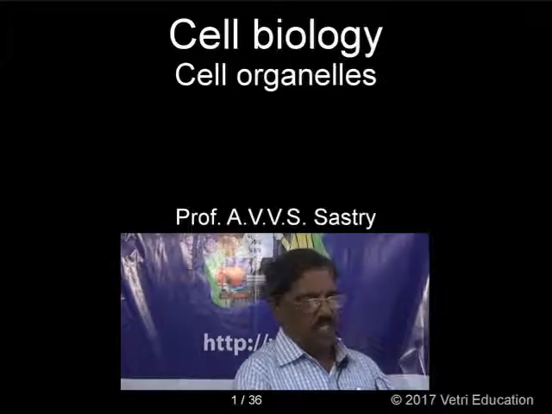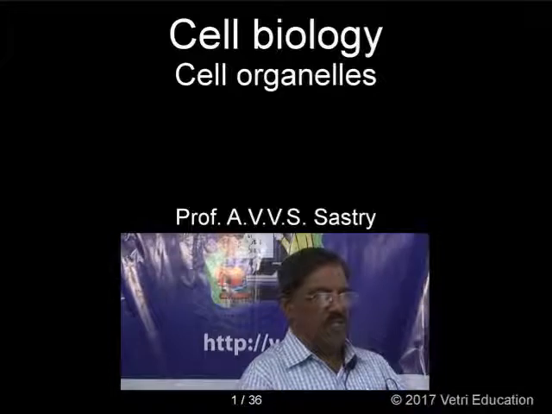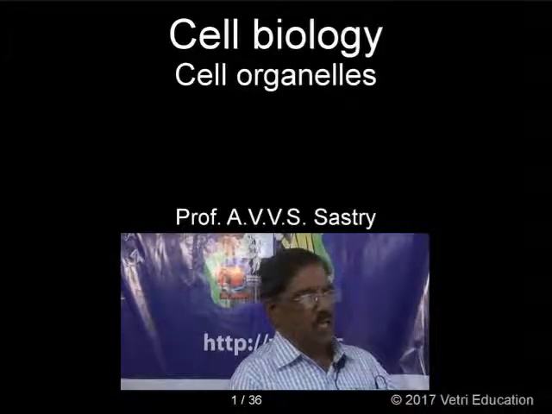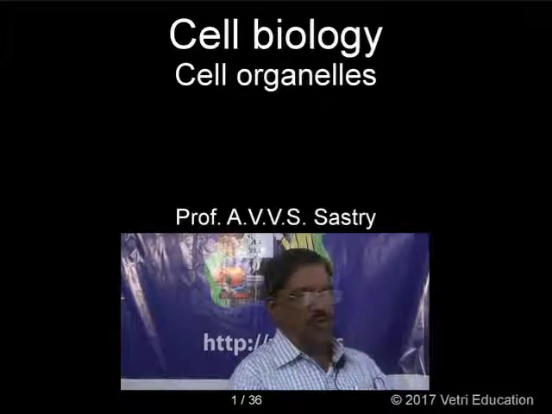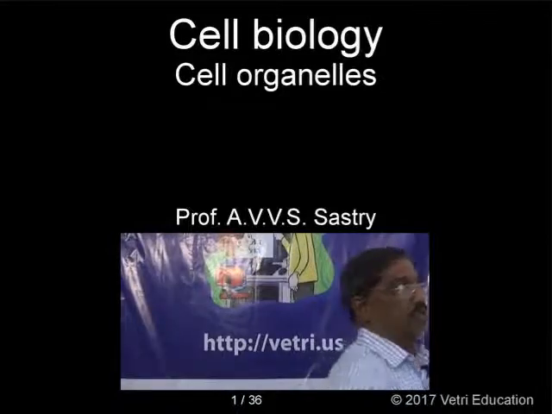In mitosis, one cell becomes two cells and those two cells are qualitatively and quantitatively similar to the mother cell. Whereas here, one cell becomes four cells and they have half the number of chromosomes found in the mother cell. So now let us see the cell division meiosis.